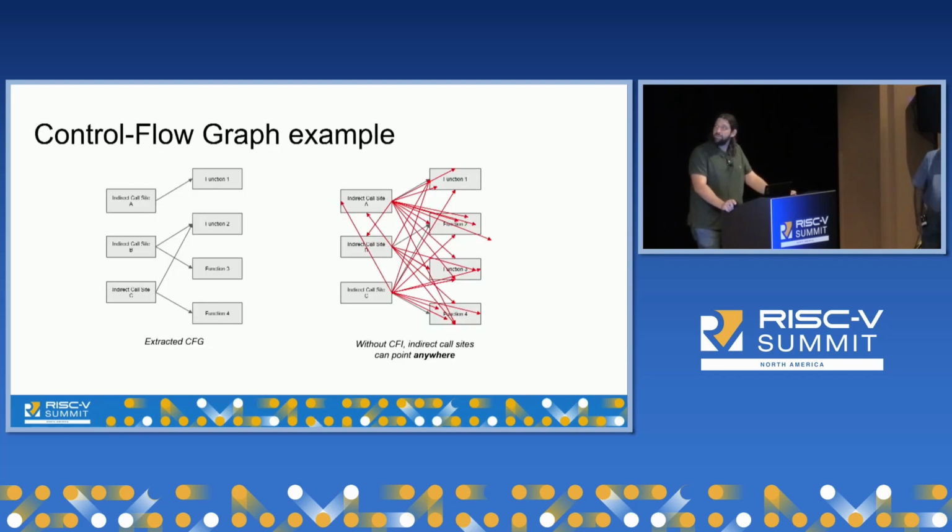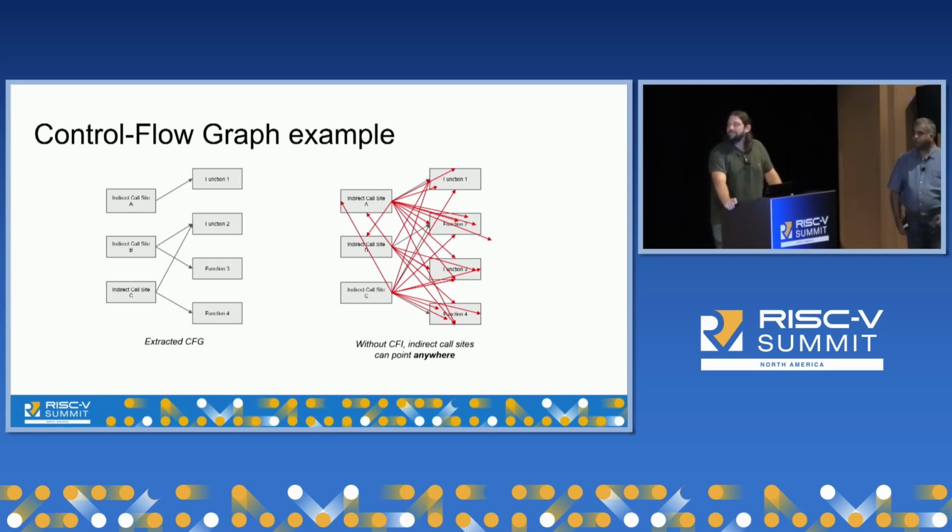To give an example of what happens, the original academic paper from Abadi was based on analyzing the control flow graph of an application. So you could enforce the control flow graph that you have analyzed the program and found. So without any control flow integrity, any indirect call site, meaning function pointers or return, could point to anywhere in the code. There was no restriction at all, except if you go to data and try to execute data, where you will crash.